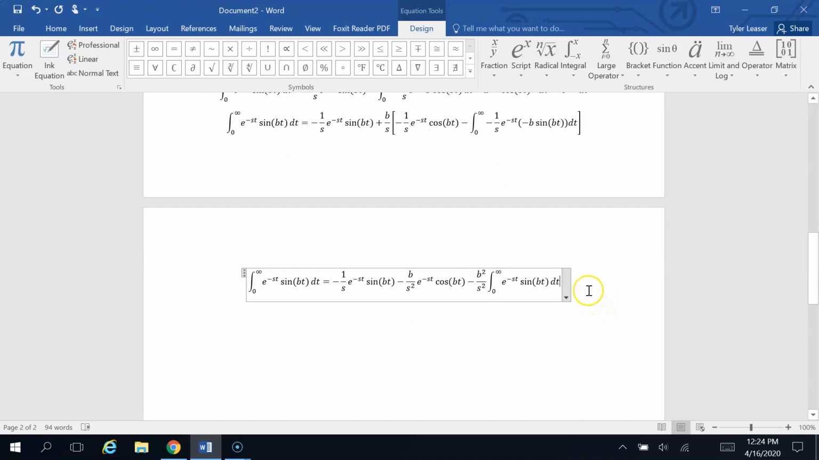Now is the tricky part, right? Because I have the integral of e to the negative st sine bt on the left, and then that same integral of e to the negative st sine bt on the right. I'm going to add this entire term over to the left-hand side. When I add that over to the left-hand side, I have a 1 from this integral, and I'm going to add onto that b squared divided by s squared from the other integral. And now we still have the integral.